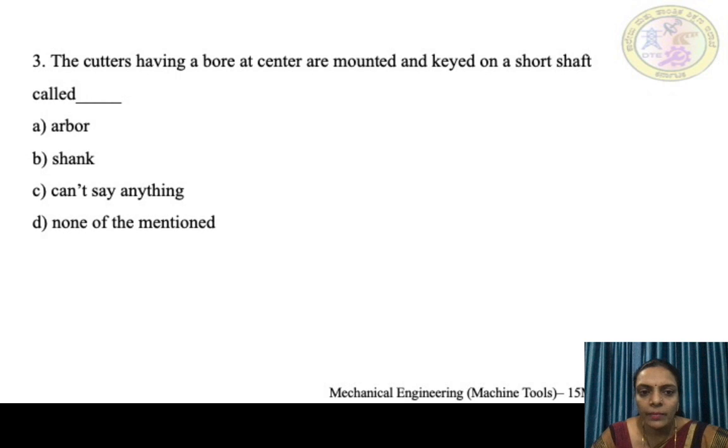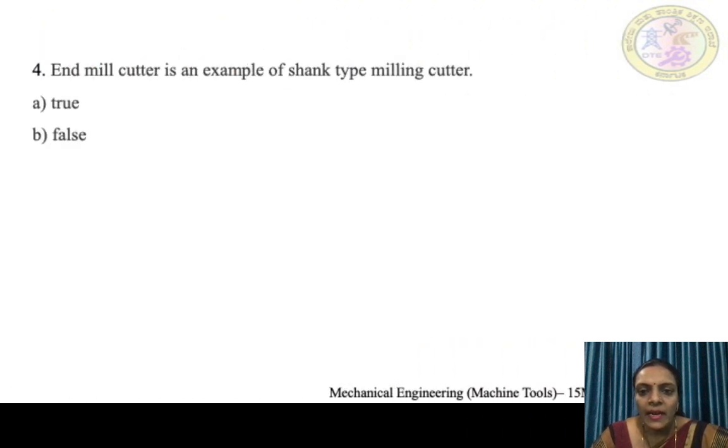Then the next question: end mill cutter is an example of a shank type milling cutter. Is it true or false? Yes, it is true, because as per the classification of milling cutters, end mills are used in applications such as tracer milling, profile milling and plunging. So it is a shank type milling cutter.